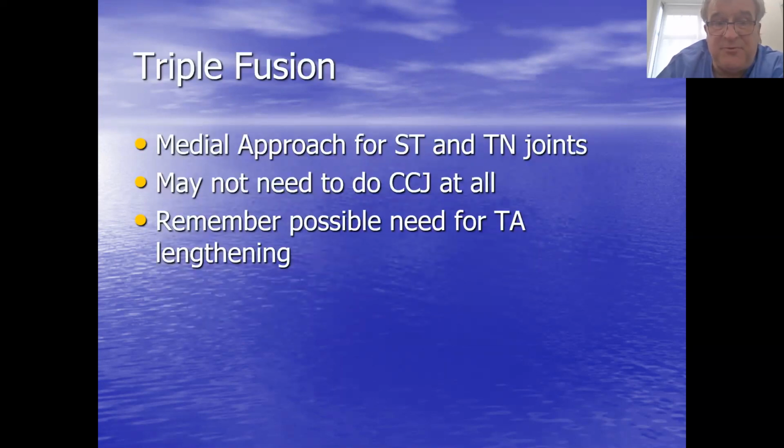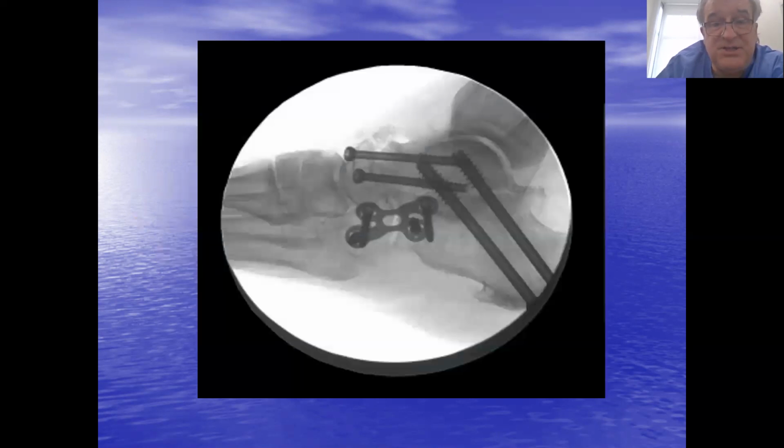Triple fusion can be done through the standard approach, but I tend to do just a medial approach now for the subtalar and talonavicular joints only. I don't tend to do the calcaneocuboid at all, and you may need to lengthen the Achilles tendon. This is a nice triple. You can see all of those joints have been fused there with good correction.